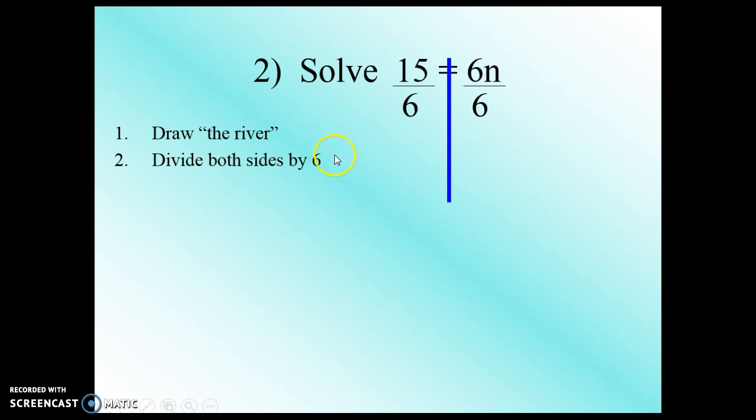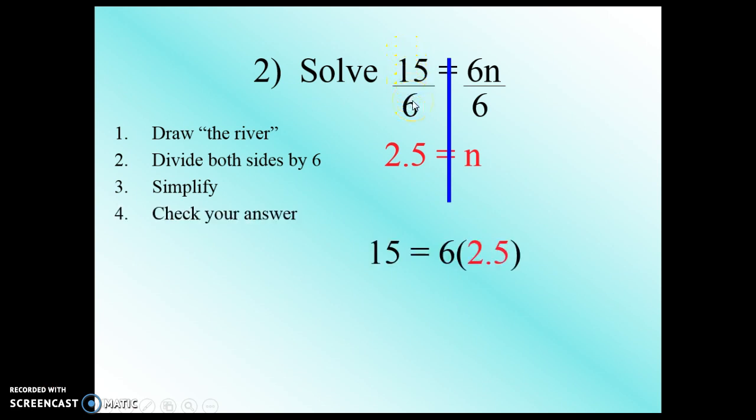Our n comes down. And 15 divided by 6 leaves us with 2.5. I know some students may get an improper fraction because you may try to simplify, knowing that these two numbers have a common factor of 3. But when you have to plug it back in to check your answer, an improper fraction is a lot more work to plug back in as opposed to a decimal. So we try to keep them as decimals. So we plug it back in to check our answer. 6 times 2.5 does equal 15. This works.